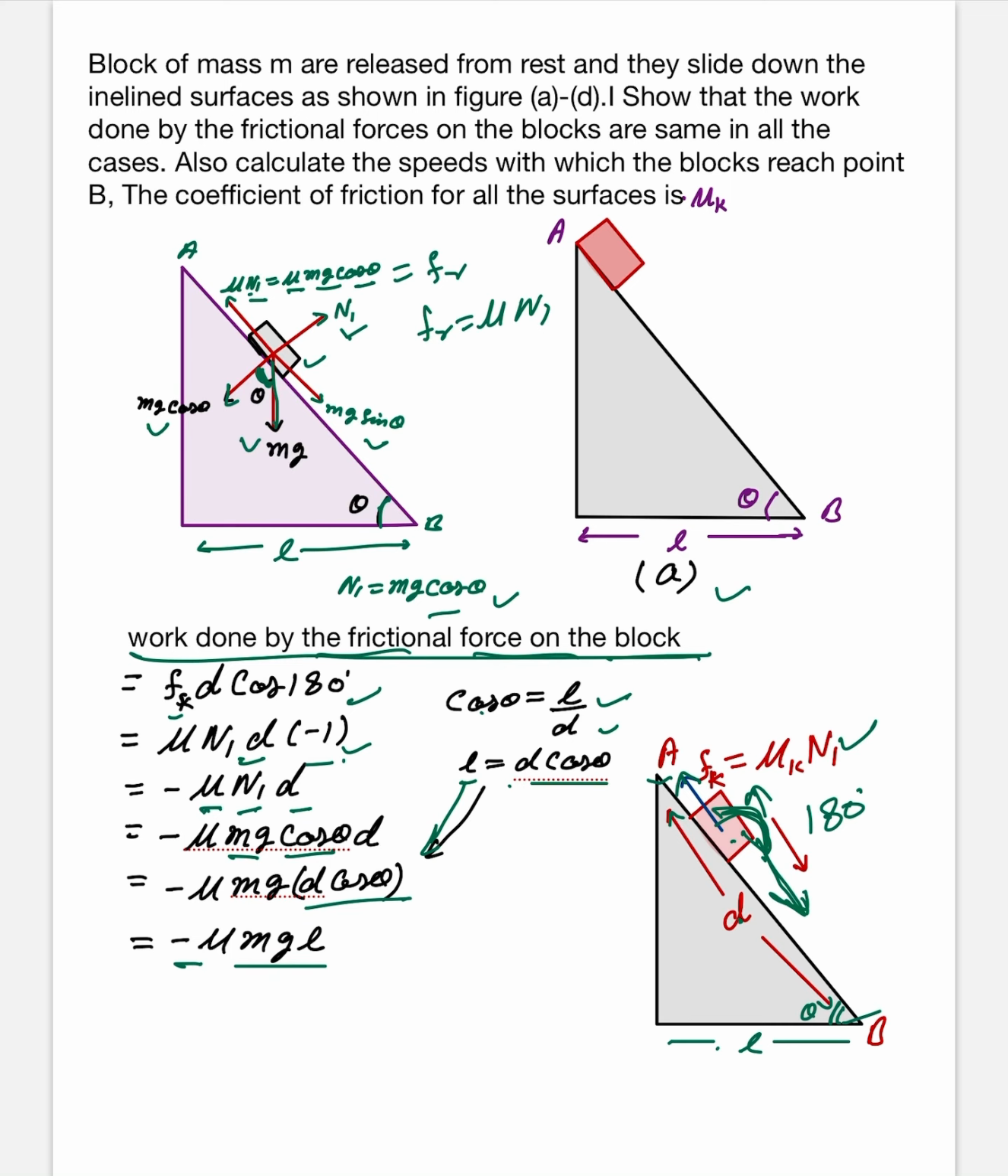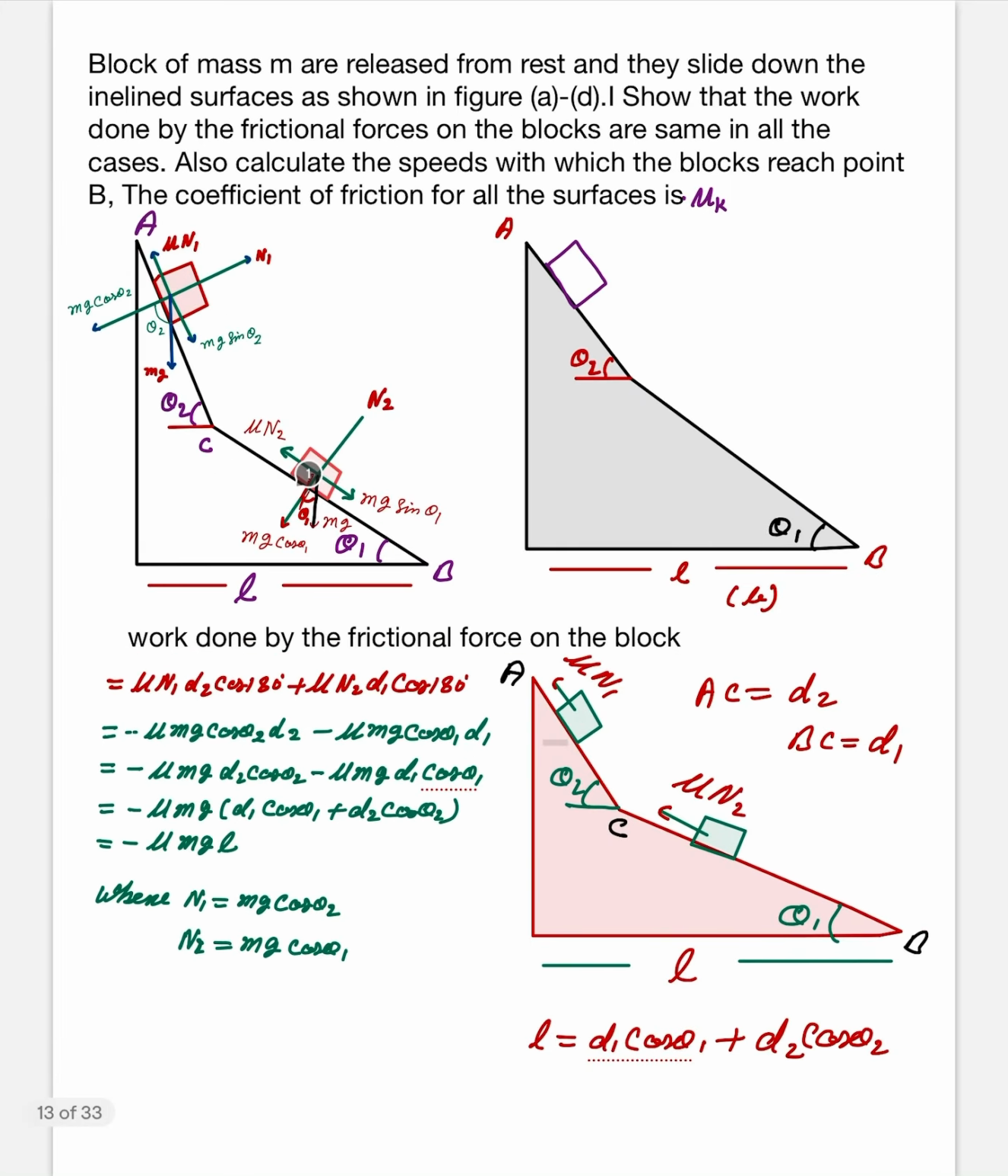Clear or not? That is case first. Now check case second. In case second, the block is placed like this. Suppose we divide it into two parts, A to C and then C to B. First, if the block lies between A to C, make the free body diagram. Here n1, here mg, so mg cos theta2, where theta 2 is this angle, here the frictional force, and here mg sin theta 2.